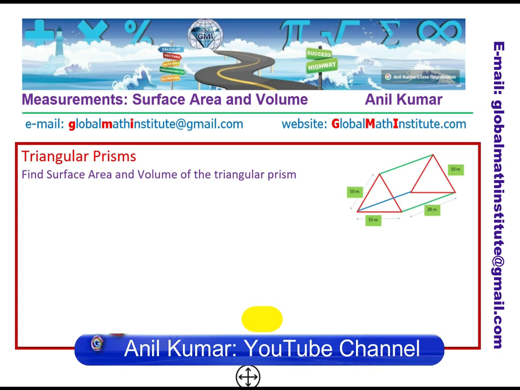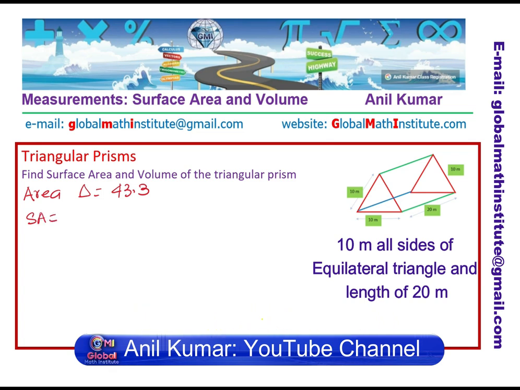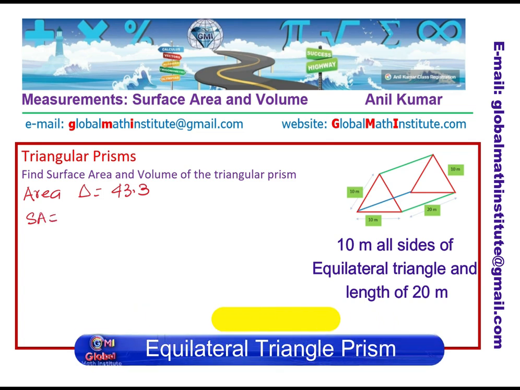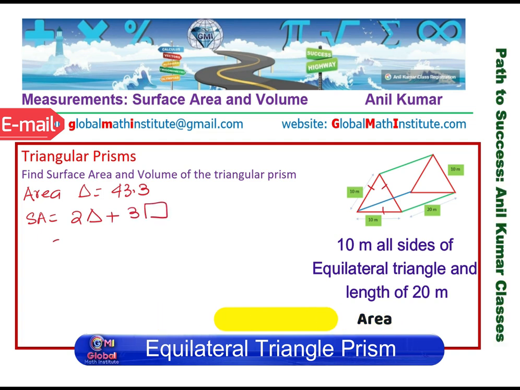So let me write down, area of triangle is what, right? Area of triangle is 43.3. So now we'll find the surface area. In this case, all rectangles have the same area because this is an equilateral triangle, right? So we have got two triangles plus three rectangles. You see that? I'm writing in short form.